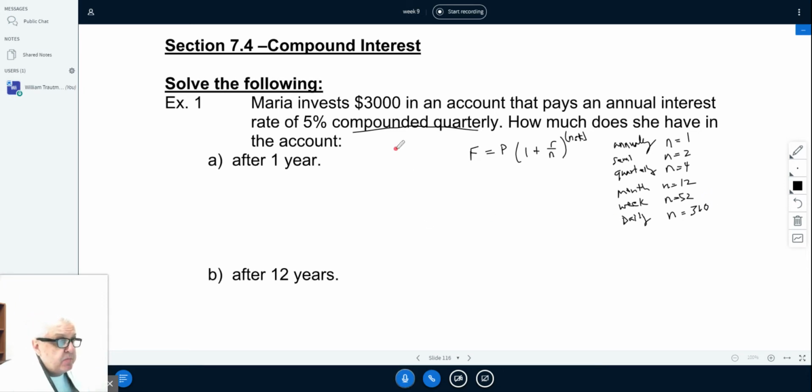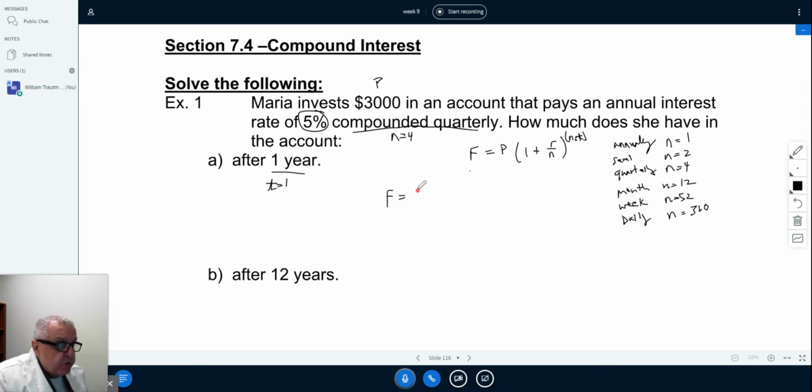So Maria invests $3,000, that's the present amount. By the way, if you look at other formula sheets, instead of future value, they call it annuity, A. So that F sometimes is an A. In your homework, I think they're going to use A equals P instead of F. We're going to do after 1 year. Time is always in years, so time equals 1 year. Compounded quarterly, N equals 4. Here's our interest rate, so I'm just going to plug everything in.